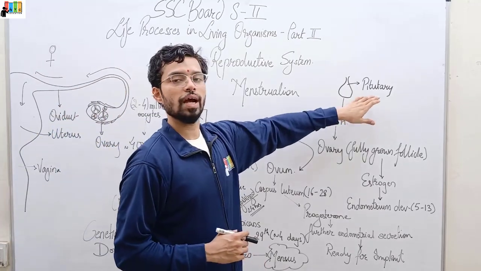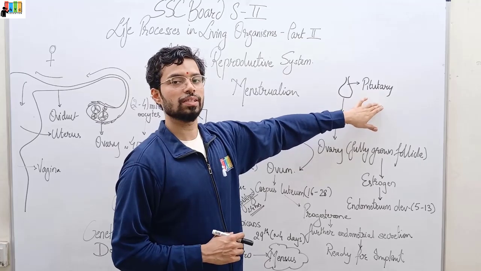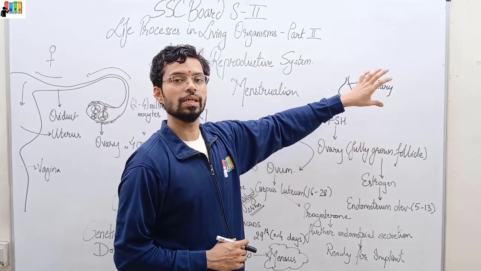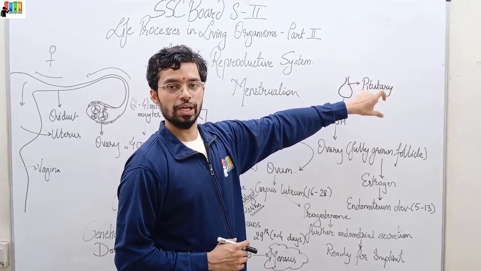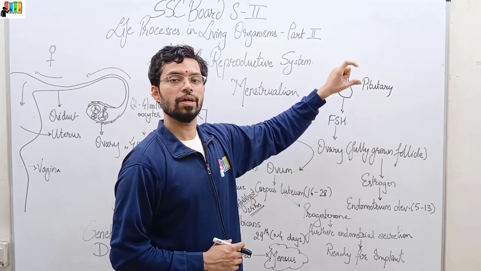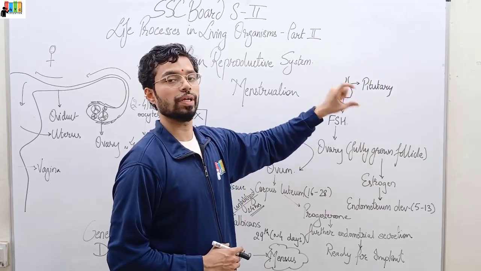So everything starts with the master regulator or the master gland, that is the pituitary, which will be synthesizing and releasing your LH, that is luteinizing hormone, and your FSH, that is the follicle stimulating hormone.